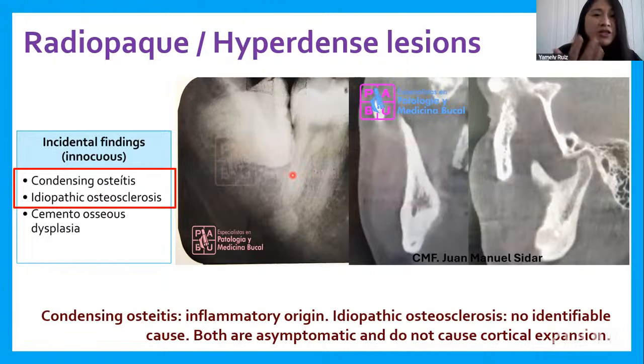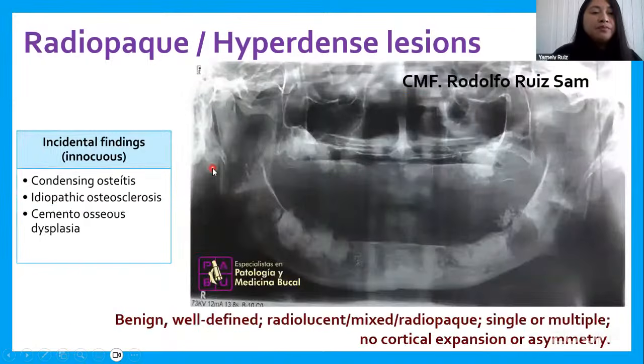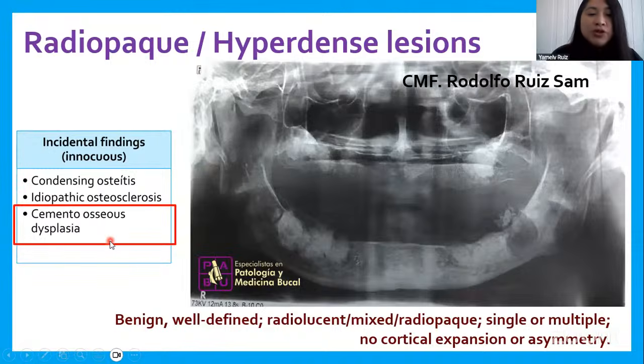Our imaging findings come only if you maybe take a radiography or tomography for other reasons, like third molar evaluation or orthodontics. You see this and say, oh, what is this? So yeah, those are incidental findings. That's the reason they are in this group, incidental findings or innocuous entities. And the last of this group is the cementoosseous dysplasia.